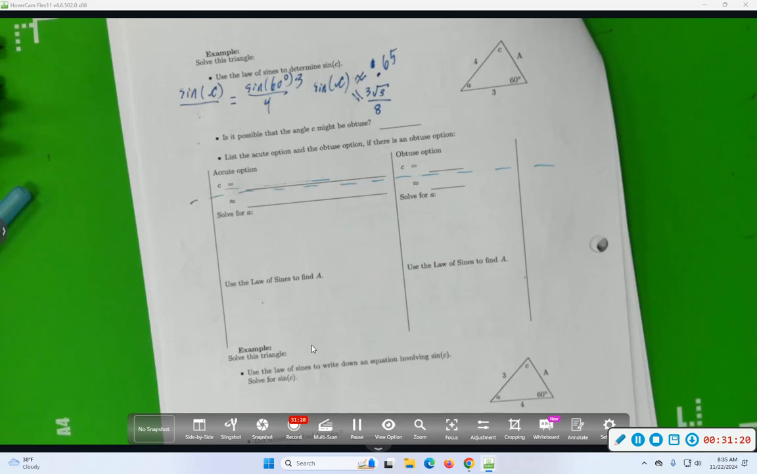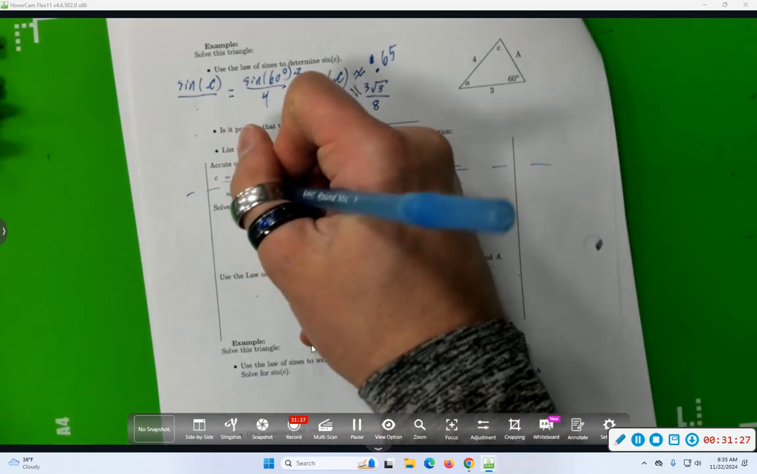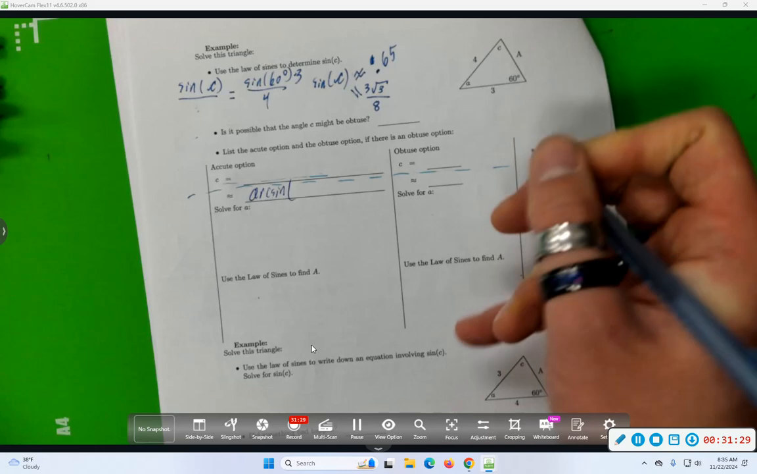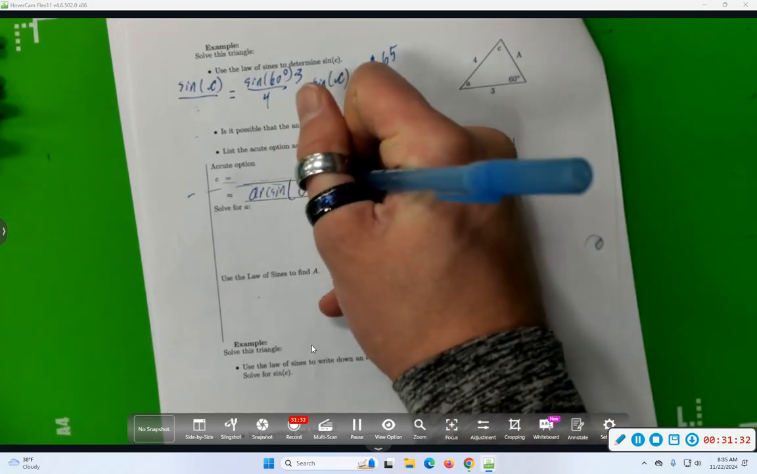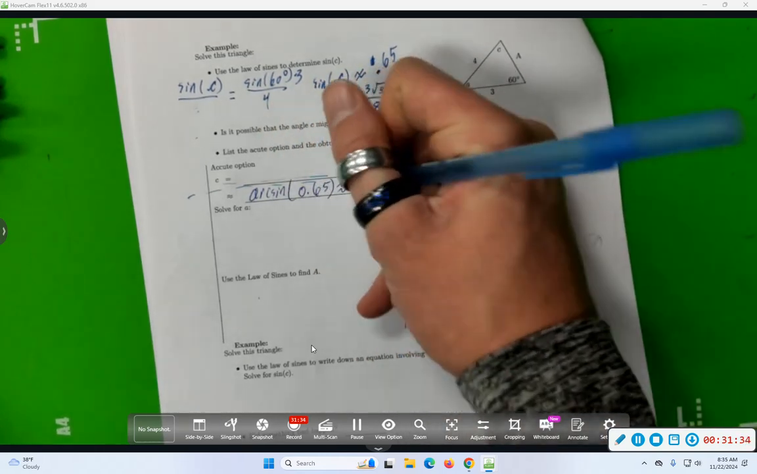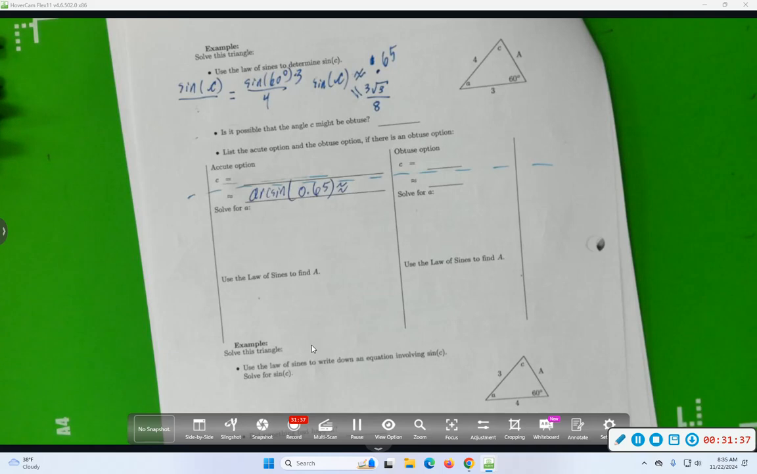All right, nice, we know what the sine of C is. And so we know what the acute option should be. It's the inverse sine of that, which is whatever decimal approximation you got. So let's ask that yes/no question at the top of the page. Is it possible that this angle C might be obtuse? Folks who want to say yes? Folks who want to say no? Cool. Yeah, it's not.